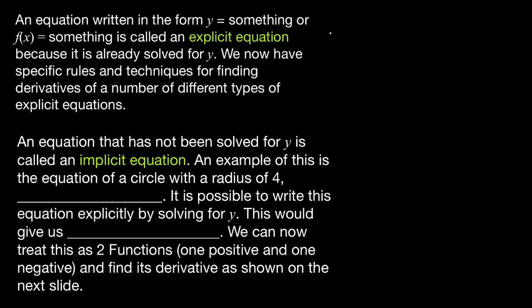For example, if you have y equals x squared plus 2x minus 5, that is an explicit equation because it is written as y equals. This equation is already solved for y. If it was f of x equals this, it'd be the same thing. It is an explicit equation.